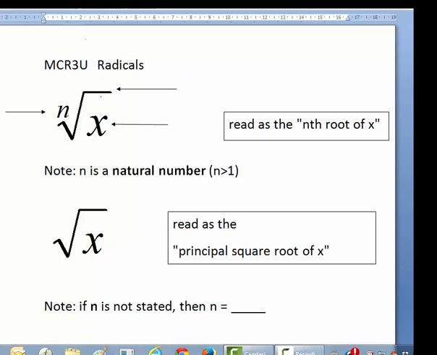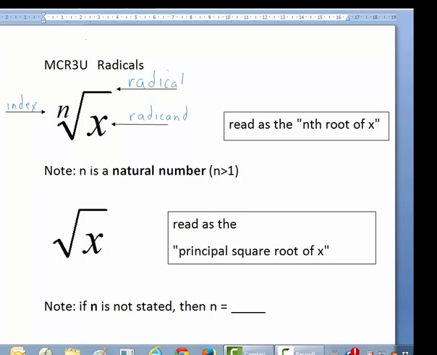Radicals. The symbol is the radical symbol. The number under the radical is called the radicand. And this n is called the index. This is read as the nth root of x.